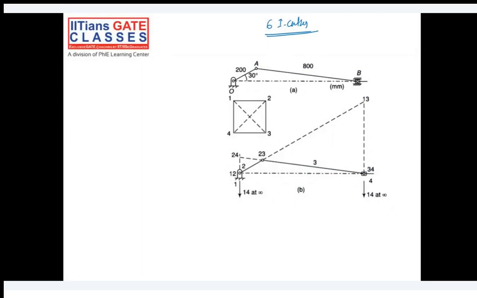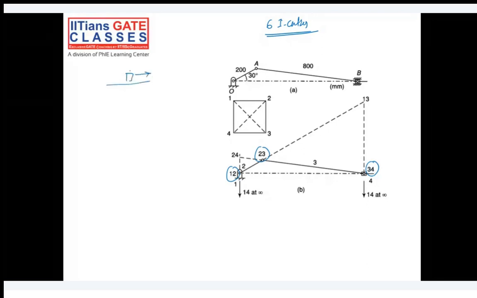Which are the 6 I centers you have? This 1 2, 2 3, 3 4. 1 2 is in between the fix and crank. 2 3 is in between crank and connecting rod. 3 4 is in between connecting rod and the piston or slider, and in between 4 to 1 you can clearly see there is a sliding motion, so their I center will be at infinity.